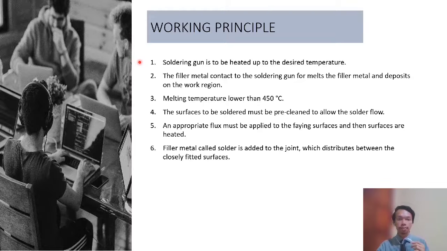Firstly, the soldering gun must be heated up to the desired temperature, and then the filler metal should be contacted to the soldering gun to melt the filler metal and allow it to flow to the work region. Then the melting temperature of the filler metal must be lower than 550 degrees Celsius. And then the surfaces to be soldered must be cleaned first to allow the solder to flow, and an appropriate flux must be applied to the surfaces, and the surfaces are heated. And lastly, the filler metal is added to the joint, which distributes between the closely fitted surfaces.